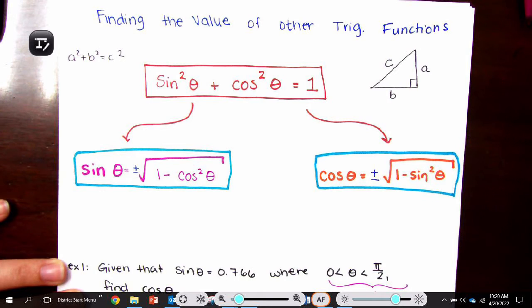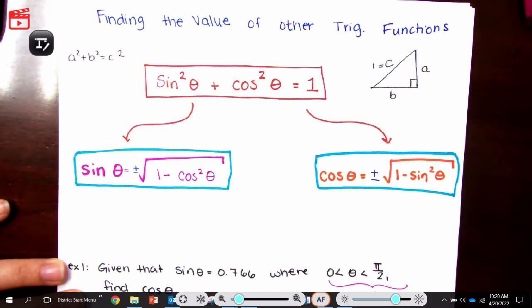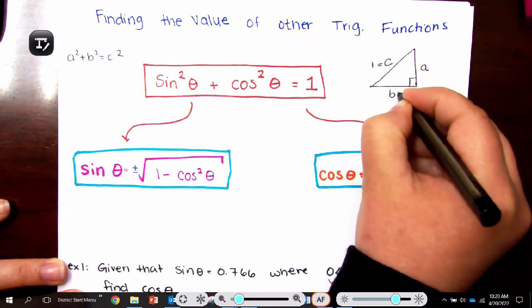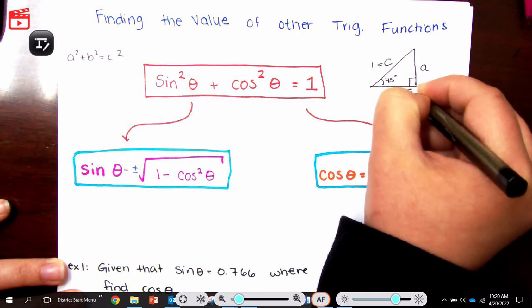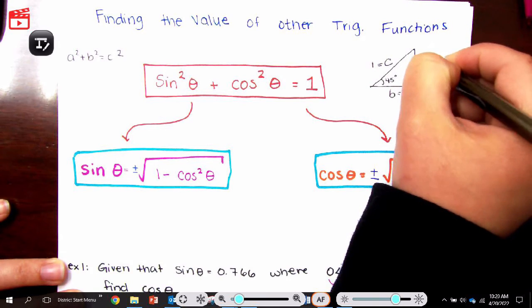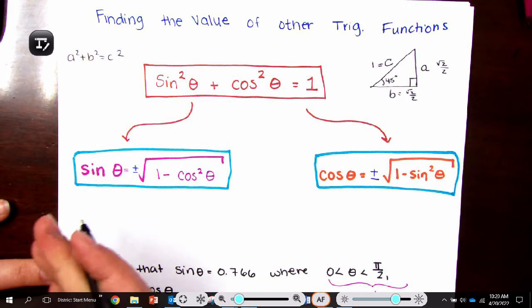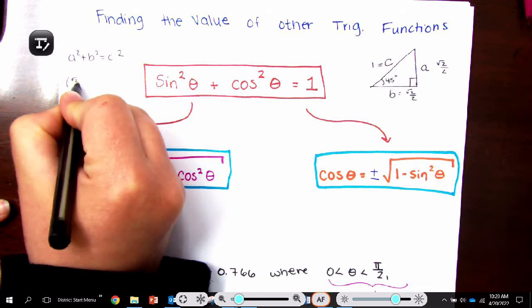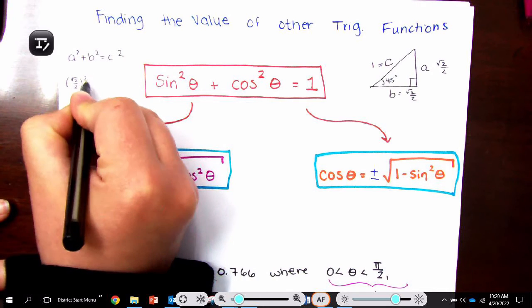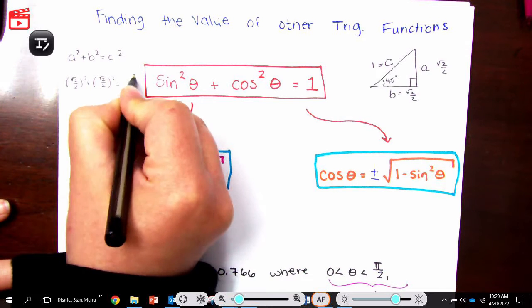If we have a special right triangle, the hypotenuse is 1. Let's call this a 45-degree triangle. So we have root 2 over 2, and we have root 2 over 2. If we were to plug this in and say root 2 over 2 squared plus root 2 over 2 squared, that's equal to 1 squared.